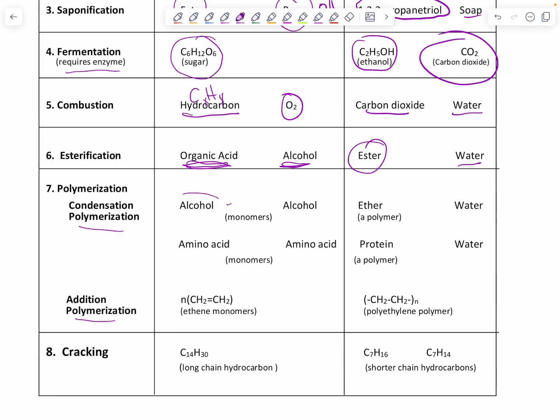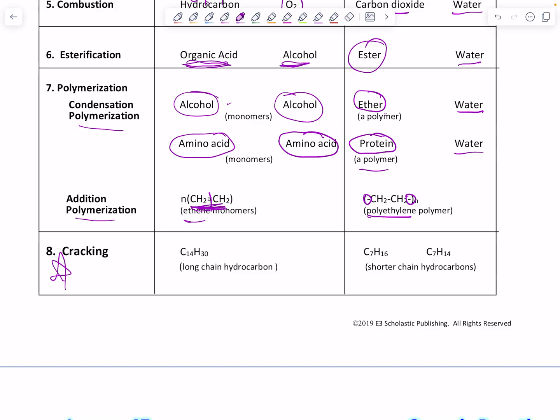This last one we didn't really talk about, so I'm not going to go into it in detail, but there is another one called cracking, where you have a really long chain hydrocarbon. Like I can see this one's got 14 carbons in it and 30 hydrogens. What happens is you essentially break it down. You crack it, or you break the chain, and you end up with a couple of different carbon chains that are just shorter.